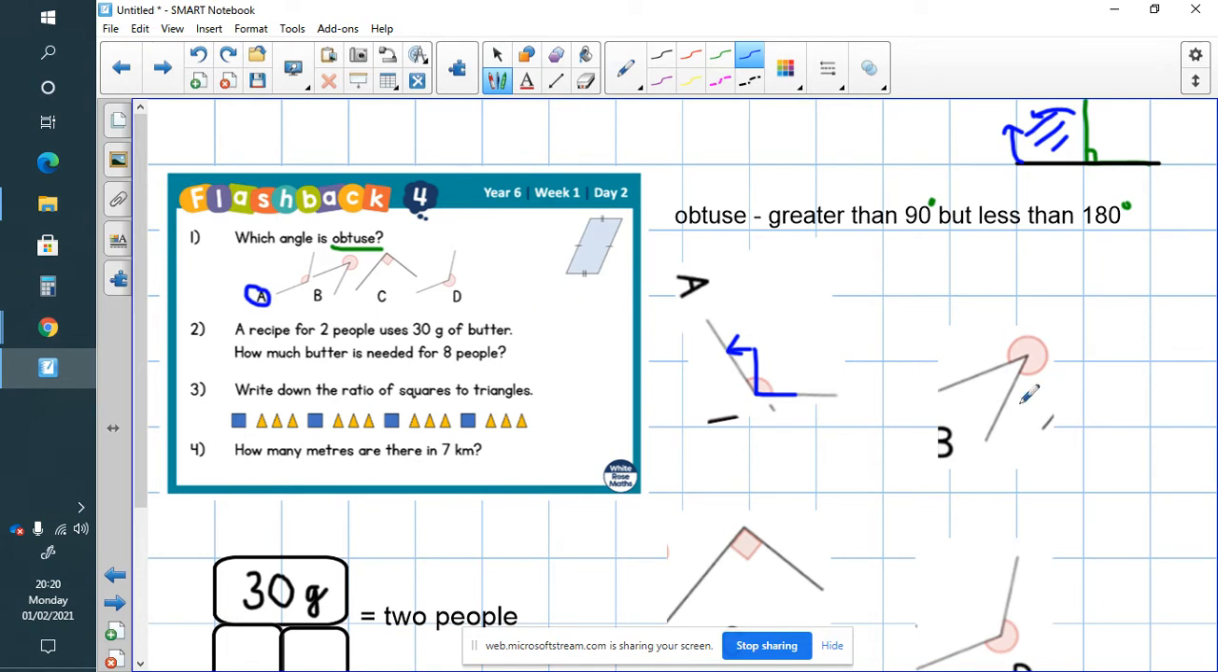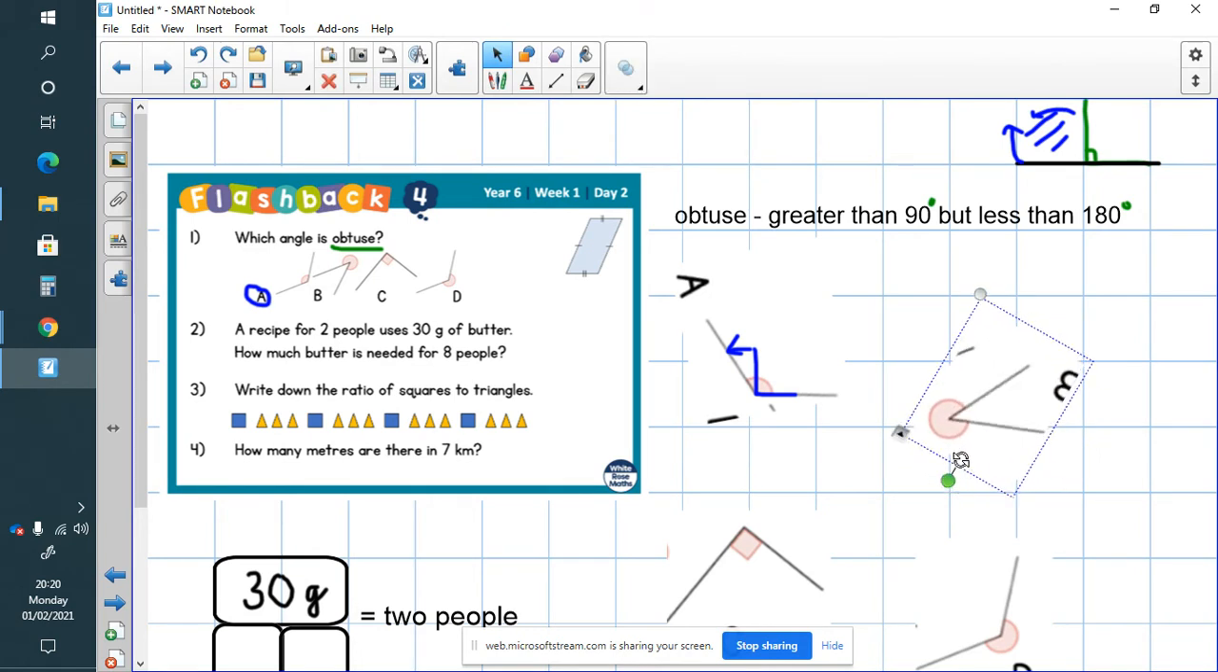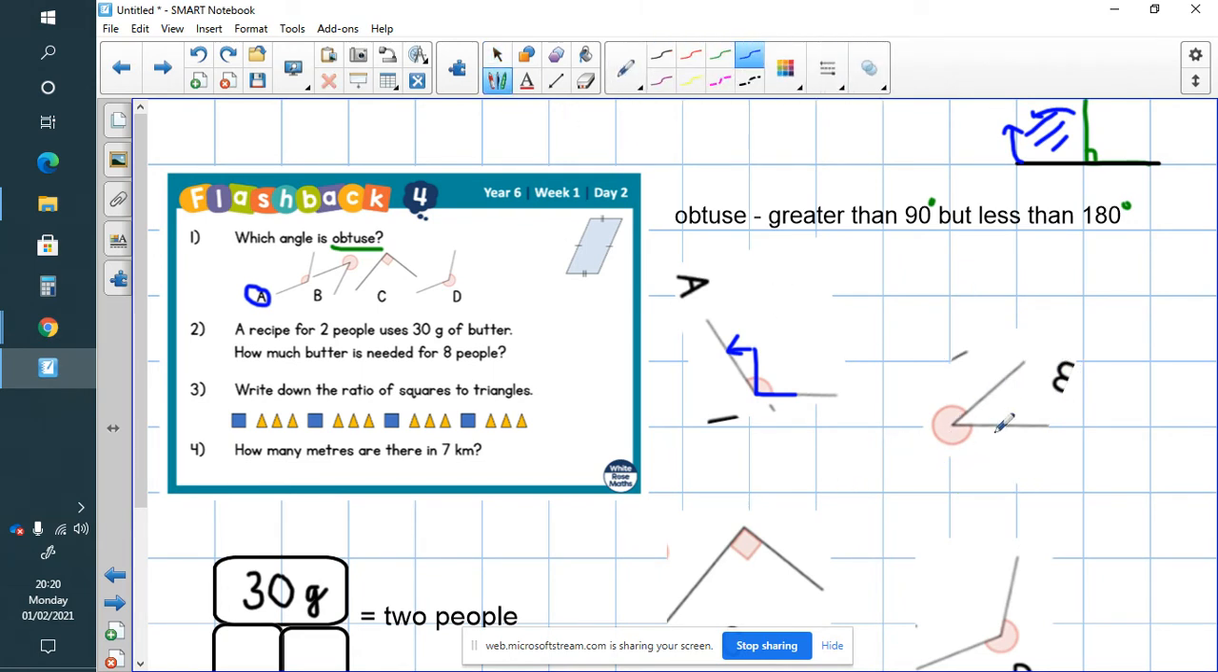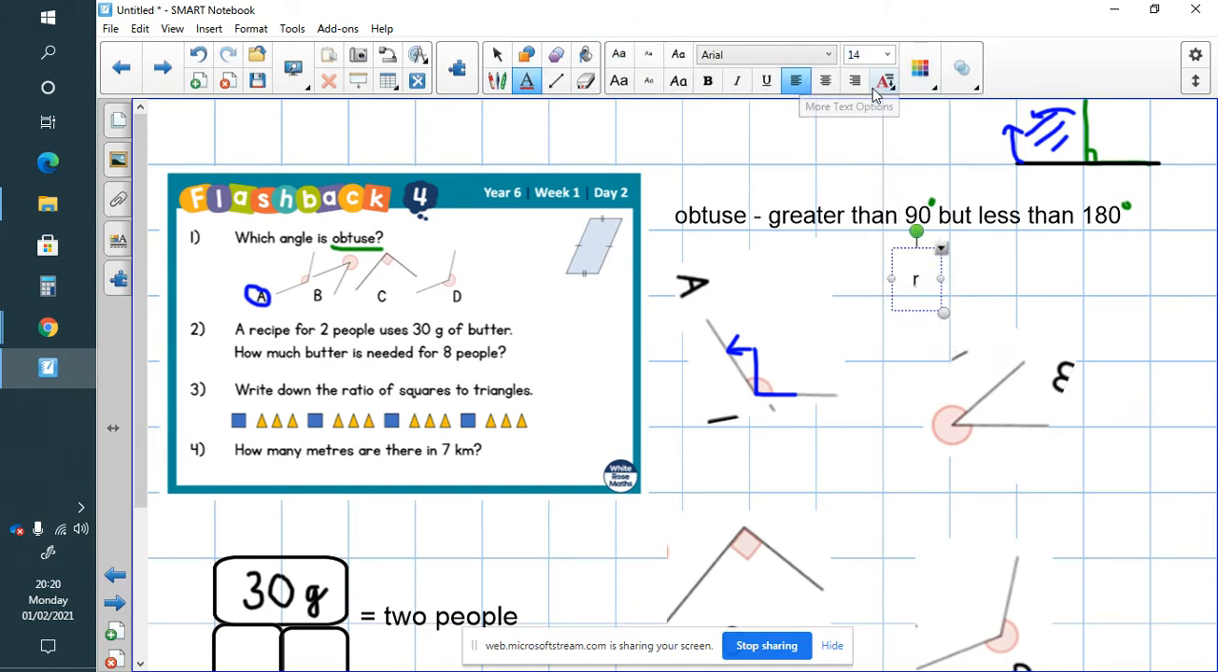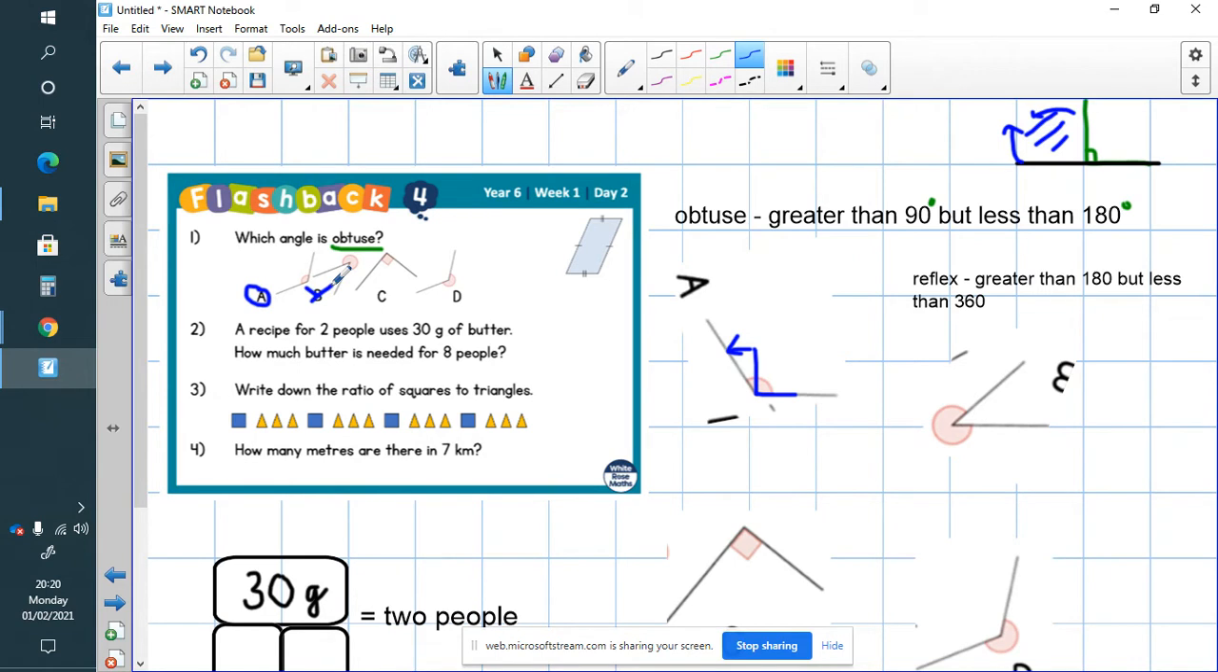So angle B. Let's have a look at angle B. I'm going to rotate it to help us. Now I can see angle B. We are focusing on this part here. Can anybody remember the name of this type of angle? Well done if you're thinking to yourself that it is a reflex angle. And a reflex angle is greater than 180 degrees, but less than 360, or a full turn. So angle B is not an obtuse angle.